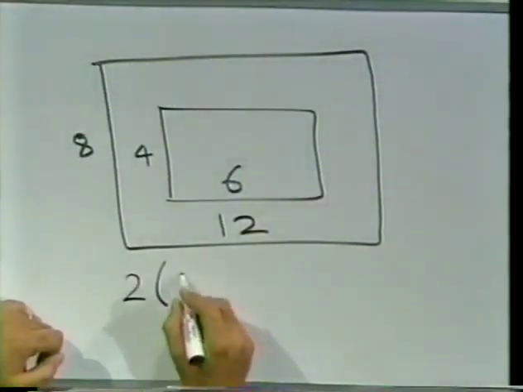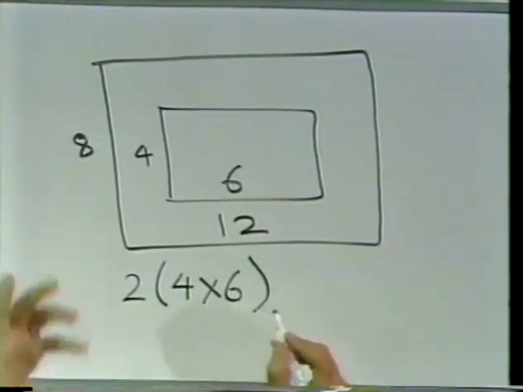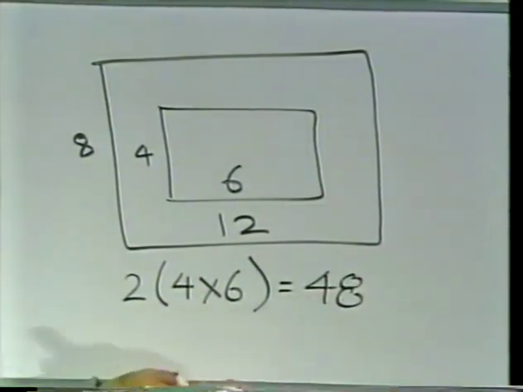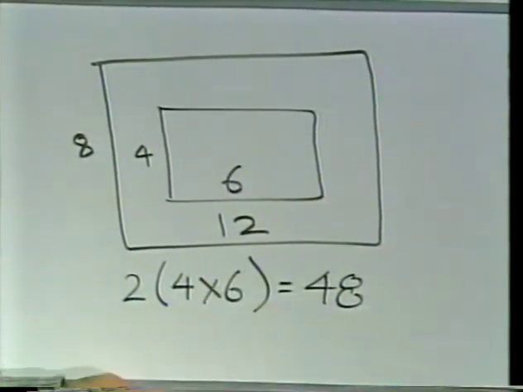The double area will be 2 times 4 by 6, or 2 times 24, which is 48. There are a number of different ways of doing that. I'll show you one way.